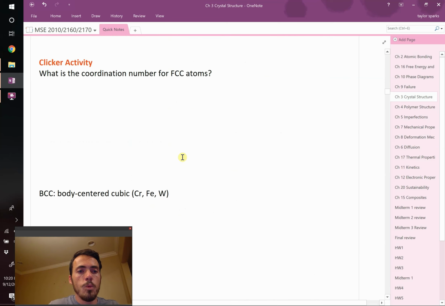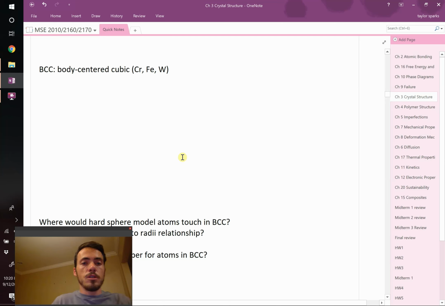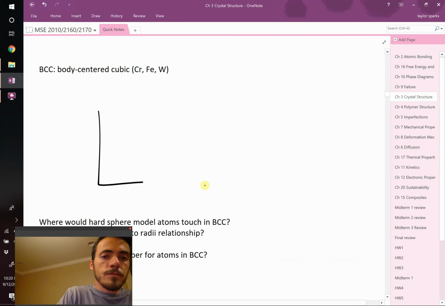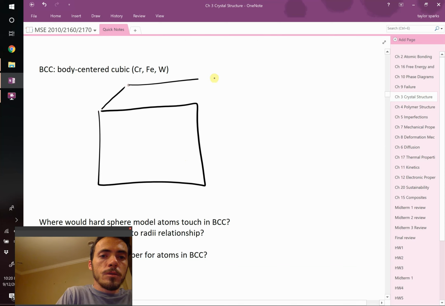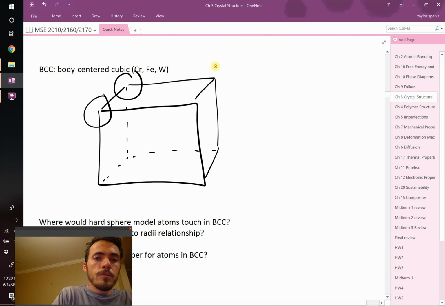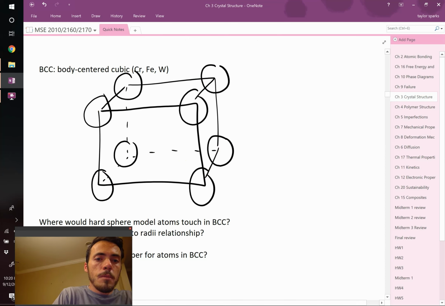What about body-centered cubic, right? So let's draw the crystal structure for body-centered cubic. This time it's slightly different. Again, it's cubic, so we can start by drawing a cube. The first thing we need to realize here is that we have atoms at the corners, just like before, but we've got one in the very center as well. One in the very center.